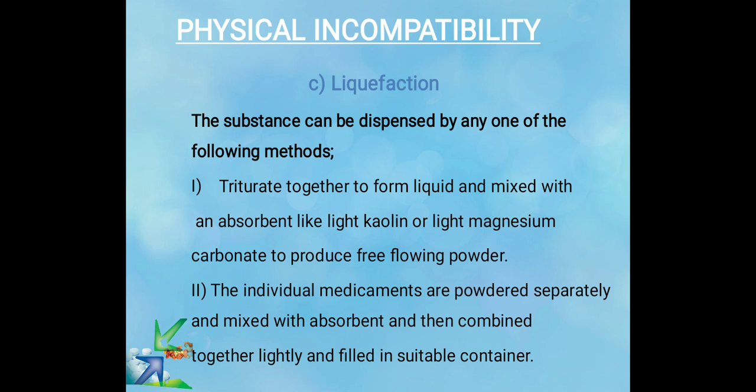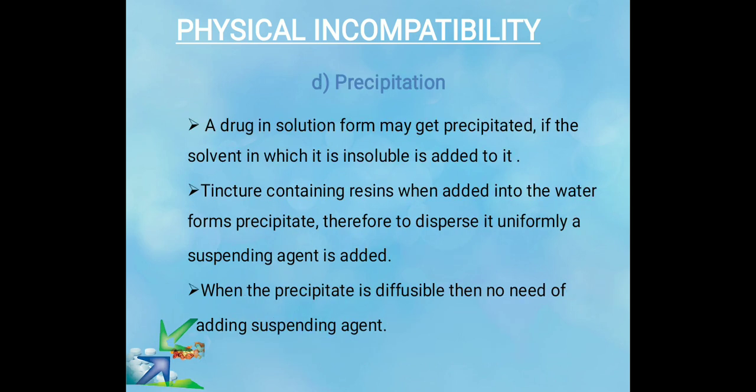So in the given prescription, what we have to do? We have to mix menthol, camphor, ammonium chloride together so that they will liquefy on mixing with each other. Then we will add light magnesium carbonate, mix it thoroughly so that it will result in a free flowing powder. The last type of physical incompatibility is precipitation. A drug in solution form may get precipitated if a solvent in which it is insoluble is added to it.